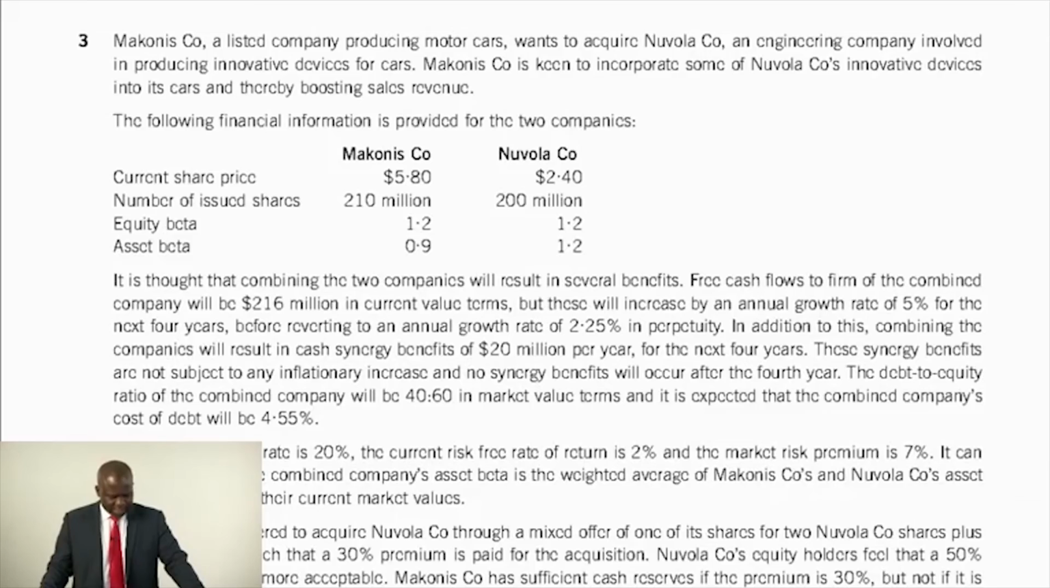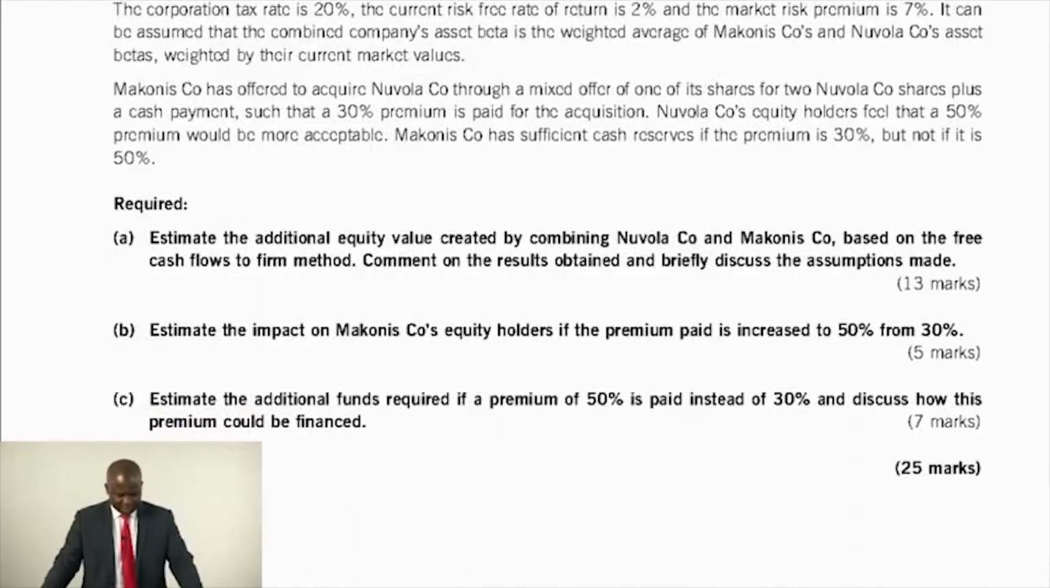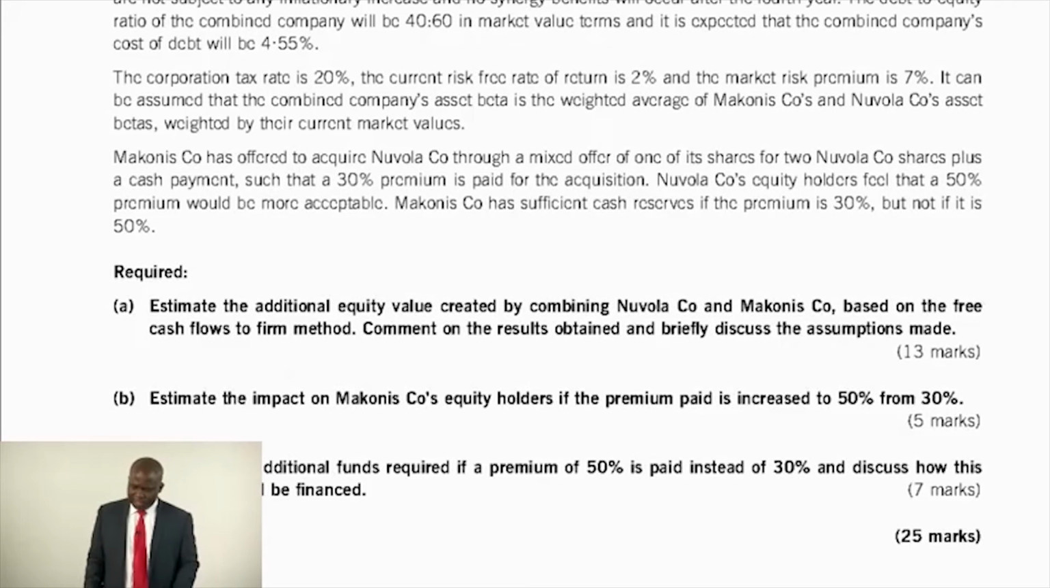So Marconi's Code, it is December 2013, question number 3. As usual, I will read the requirement and then I will know what I am expected of doing. So whilst I'm reading the main scenario, I will be able to indicate the important areas needed for answering the requirement. So requirement A is: estimate the additional equity value created by combining Novola Co. and Marconi's Co. based on the free cash flows to firm method. Comment on the result obtained and briefly discuss the assumptions made.